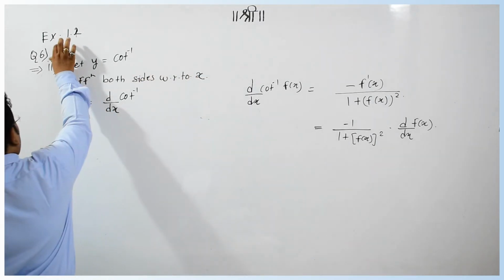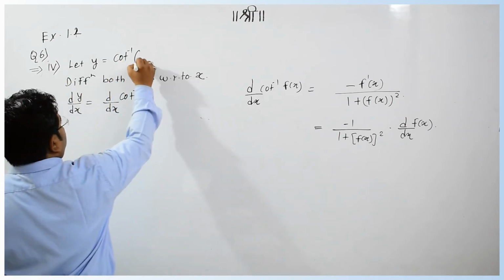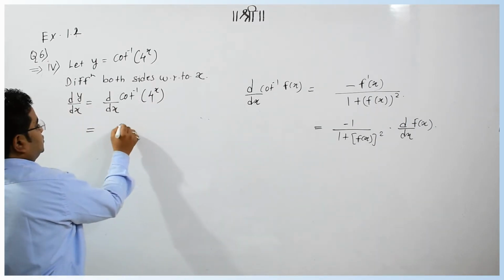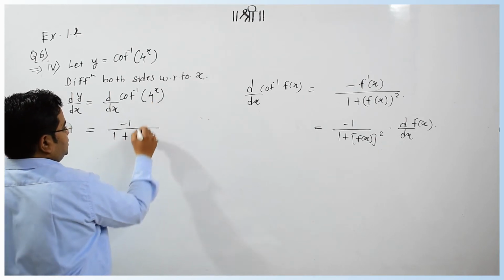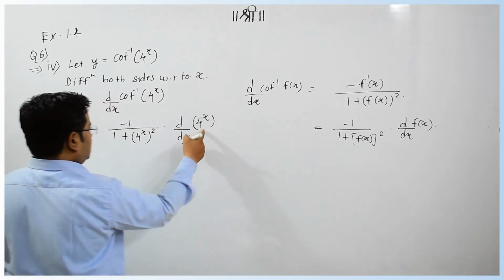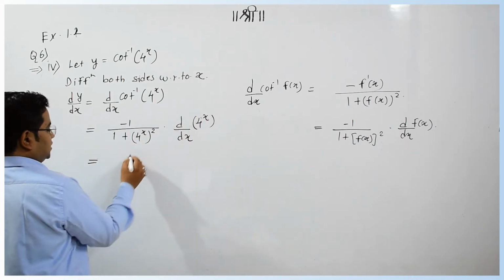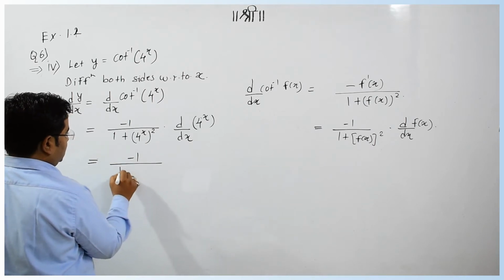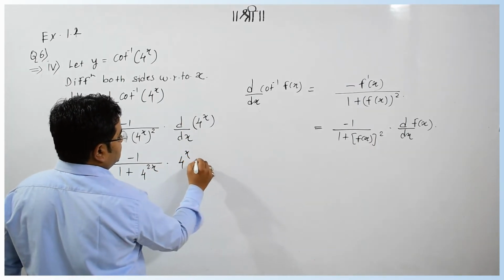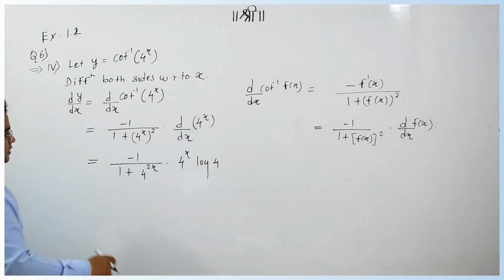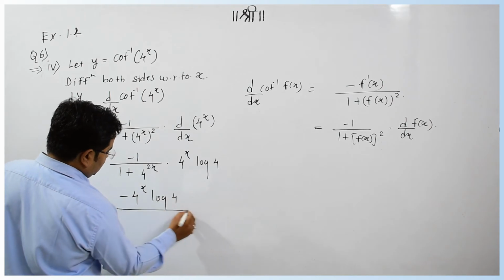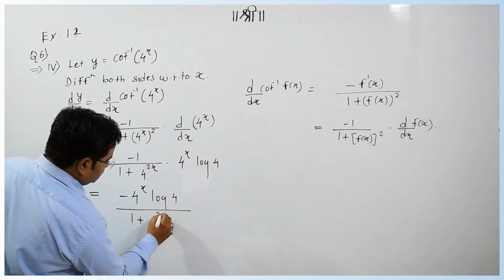Okay, so question number 4. Question number 4 says cot inverse of 4 raised to x. So again I am applying this formula. So minus 1 upon 1 plus 4 raised to x bracket square into d upon dx of 4 raised to x. What is the differentiation of a raised to x? It's nothing but a raised to x into log of a. So 1 plus 4 raised to 2x into, what is the differentiation of this? Differentiation of this will be 4 raised to x into log of 4. Okay, done, very good. Now next step, just multiply it. So minus 4 raised to x into log of 4 divided by 1 plus 4 raised to 2x.